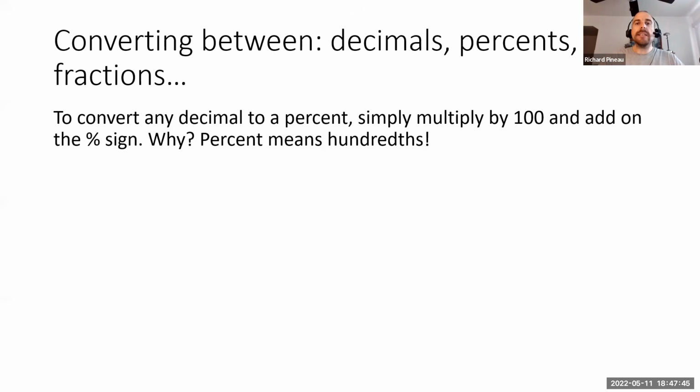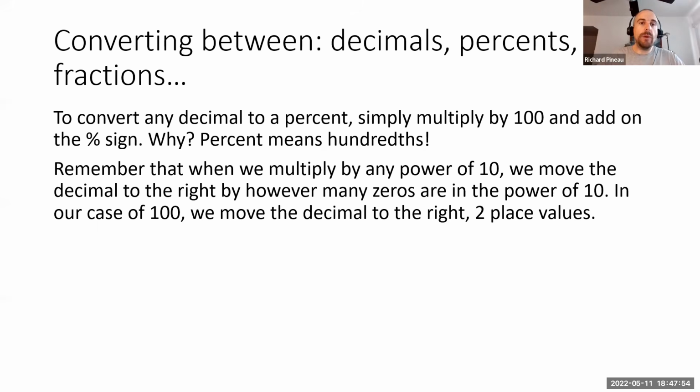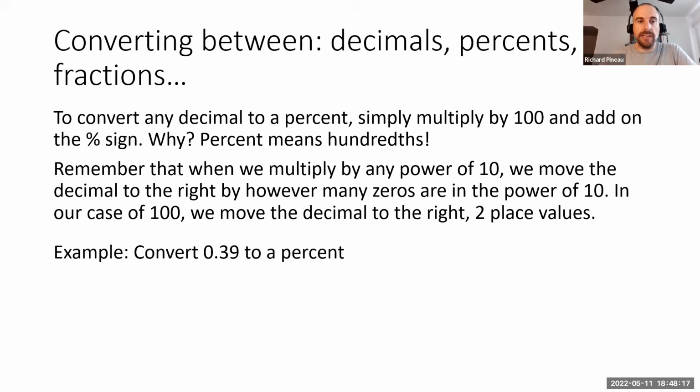So to convert any decimal to a percent, we simply multiply by 100 and add on the percent sign. Everyone asks why. Easy, percent means hundredths. So we remember that when we multiply by any power of 10, we move the decimal to the right by however many zeros are in the power of 10. In our case, we're dealing with 100. I see 2 zeros there. 100 happens to be a power of 10. So we move the decimal to the right 2 place values, and we'll look at some examples.